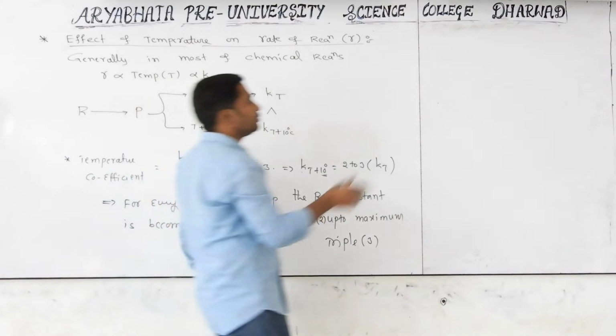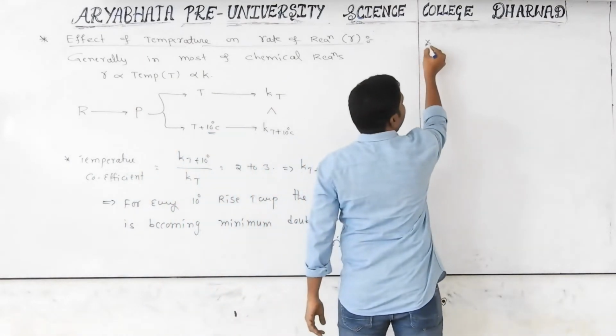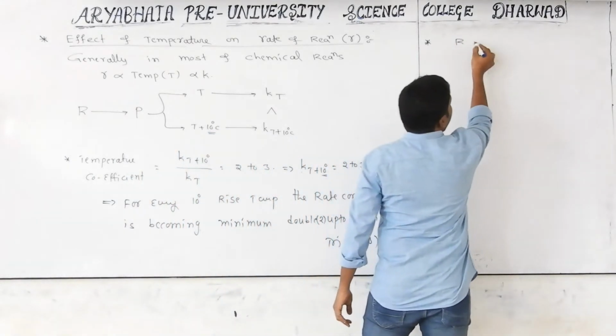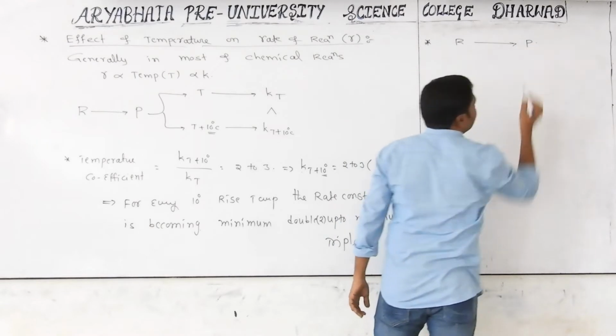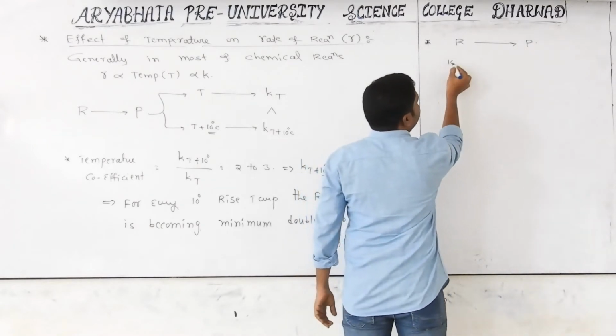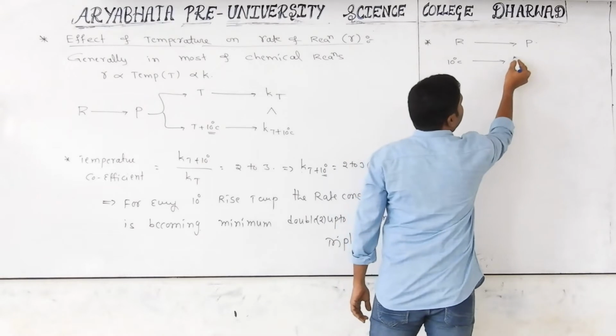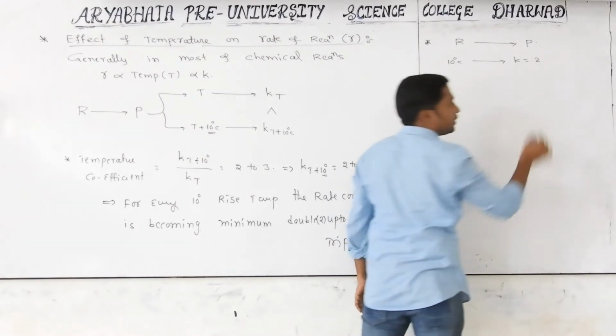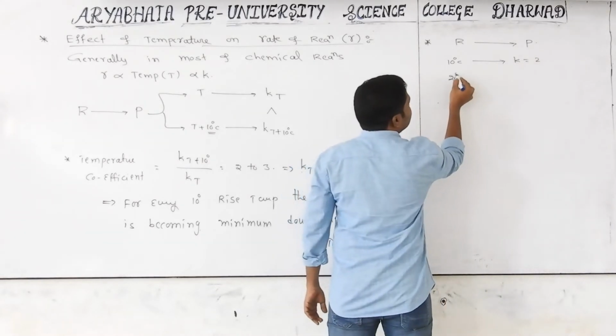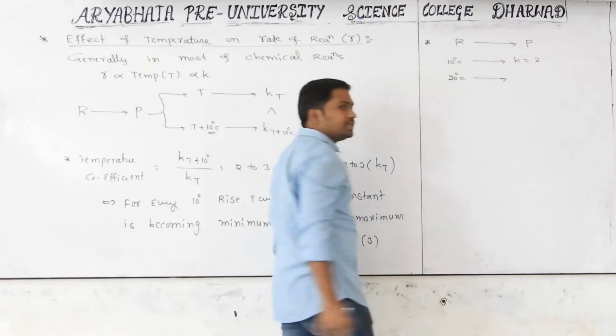Okay, what is the meaning of this one? Just I will give you one example. You have a chemical reaction, reactants converting into products. At a 10 degrees Celsius temperature, the rate constant K is equal to 2. At a 20 degrees Celsius temperature, is there any change in the K value?